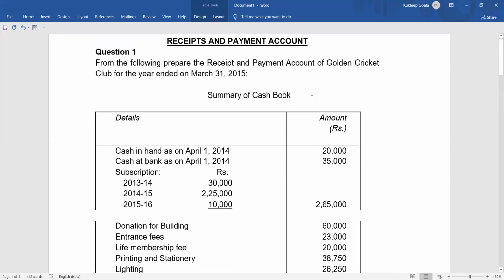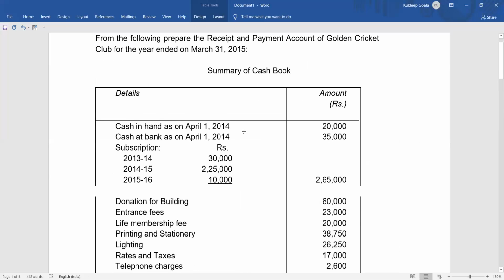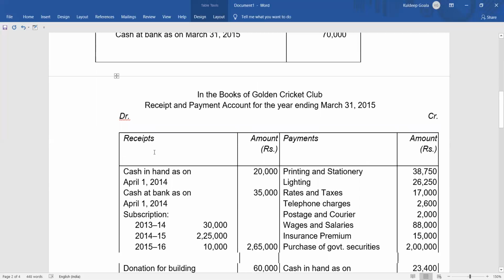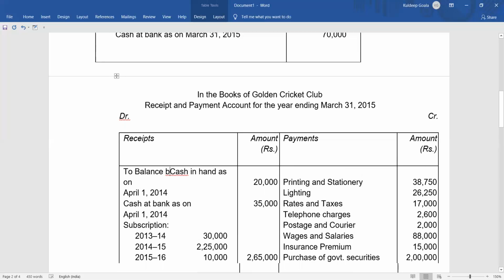So as per the information, we have prepared it. Now let's start. So cash in hand, cash at bank. It will be coming as to balance brought down. Cash in hand is 20,000 and cash at bank is 35,000. So you can see here, it will be like this. I'm just making the perfection here. It should be like this. To balance brought down, right? What will be the balance brought down? Cash in hand 20,000, cash at bank 35,000. Clear? Okay. Then we will go for the next item.